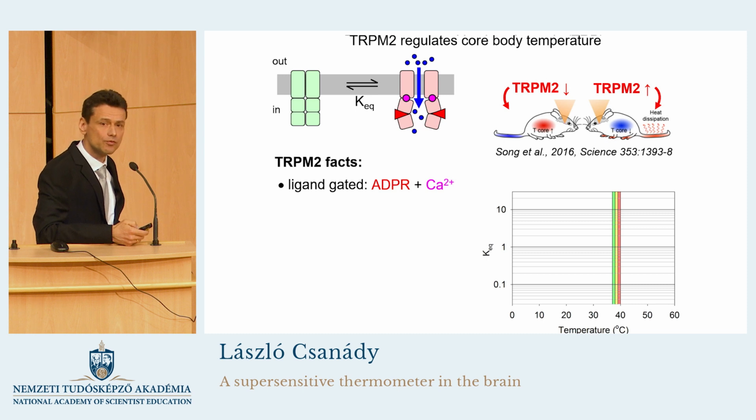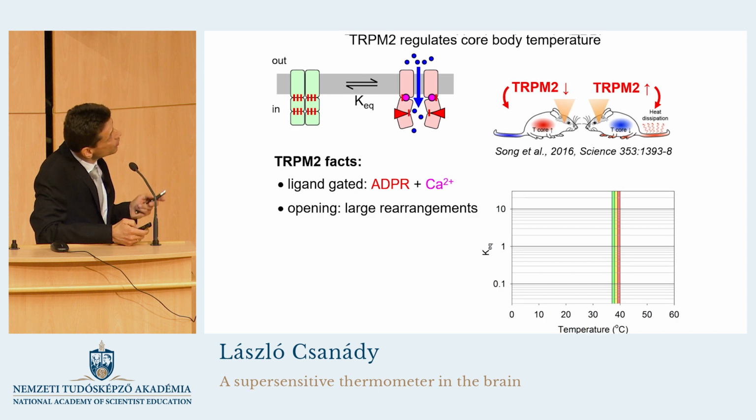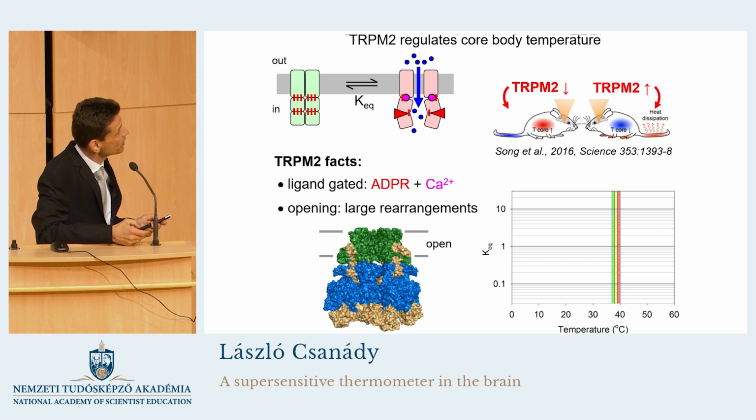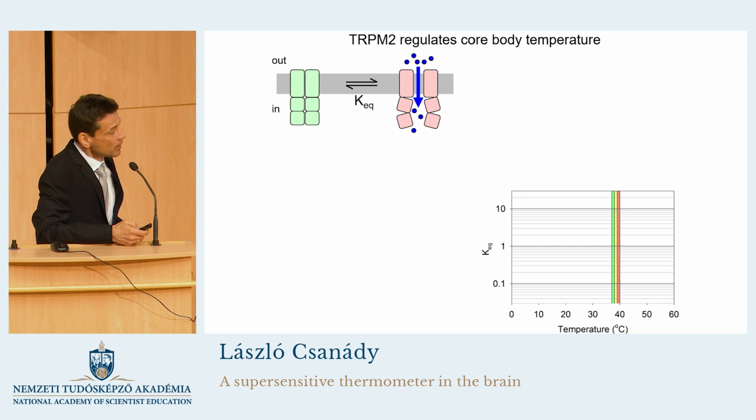But we also knew from structural studies done by cryo-electron microscopy that indeed upon pore opening there are many chemical bonds broken in this structure. You can appreciate that by comparing the closed and open conformations of this channel. There is a very large rearrangement in this cytoplasmic domain. And so we were interested, if TRPM2 is indeed involved in measuring body temperature, then by what mechanism?